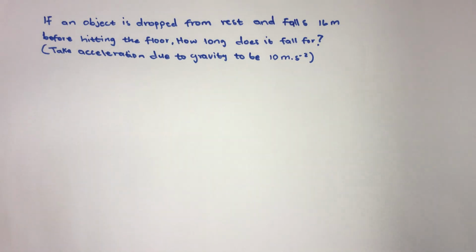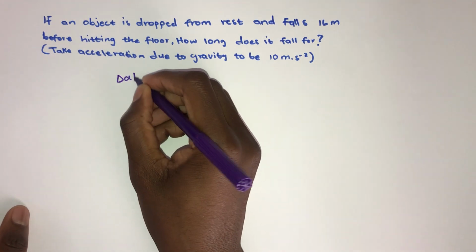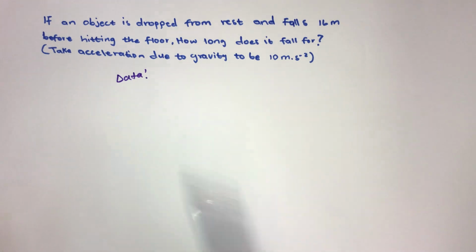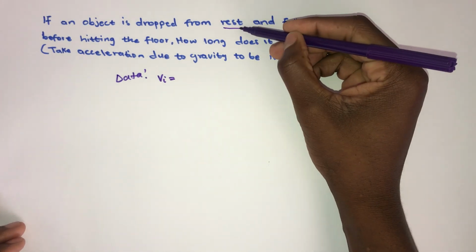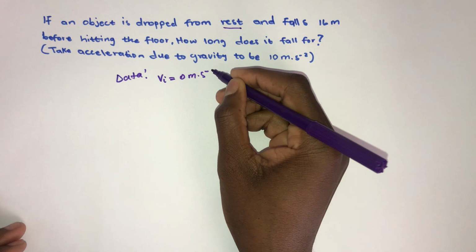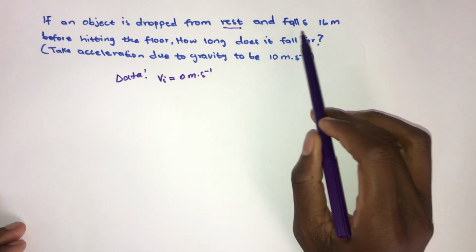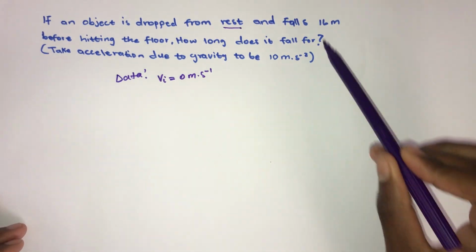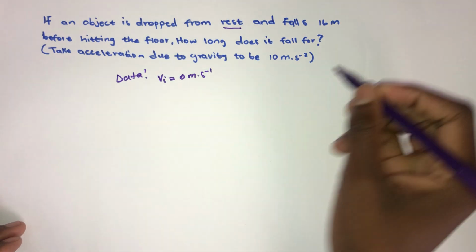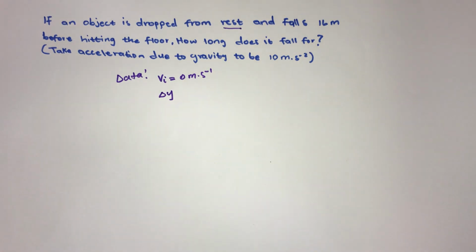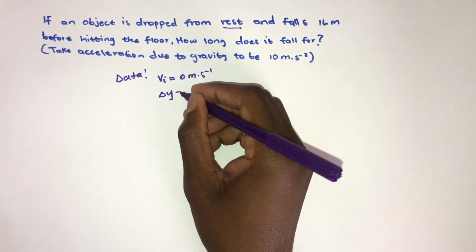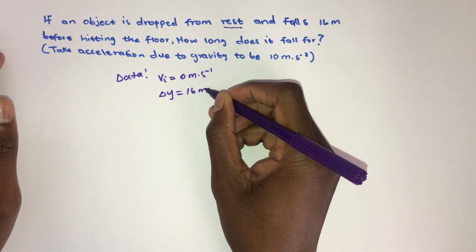So now let's break it down. Data. They said an object is dropped from rest, that is initial. V initial is equal to, they said rest. That means the initial velocity is 0 meters per second. Then they said the object is dropped from rest and falls 16 meters. So this one is going down. Let's call it the change in y. It's vertically y, horizontally x. So this one is falling, that means it's vertical. So the change in y is equal to 16 meters.